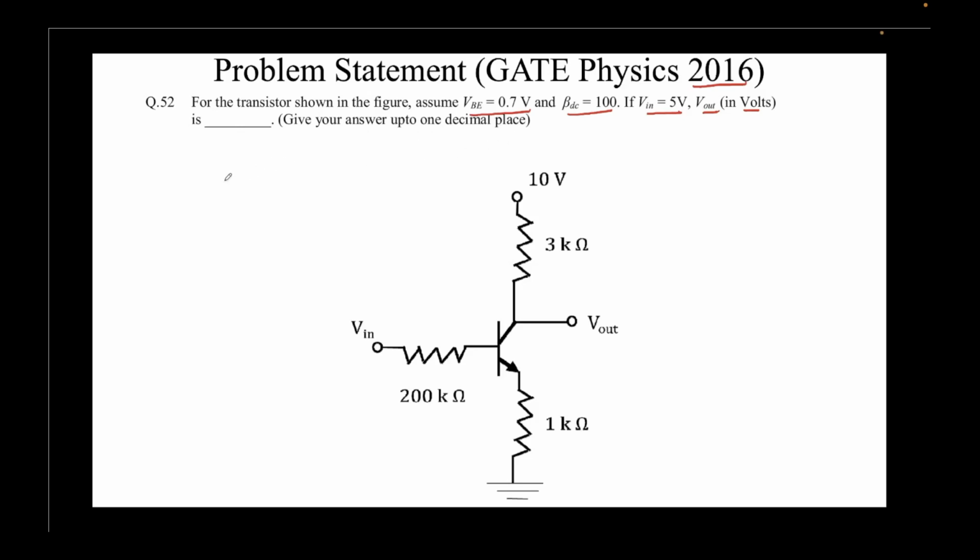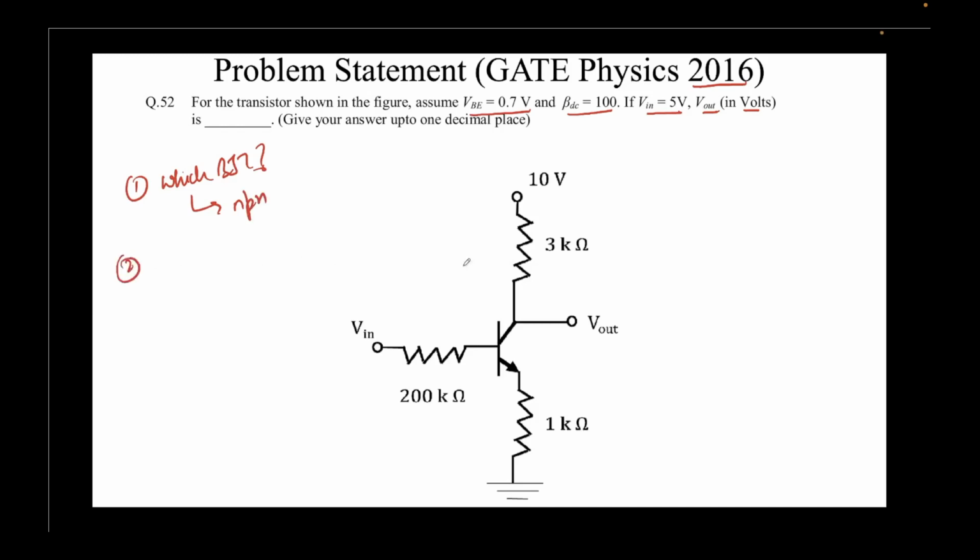Before we start to solve any questions related to BJT, we ask ourselves a few things. First thing is, what is the nature? What type of BJT is it, NPN or PNP? If we note the symbol, the arrow is coming out of the emitter, and this means this is an NPN transistor.